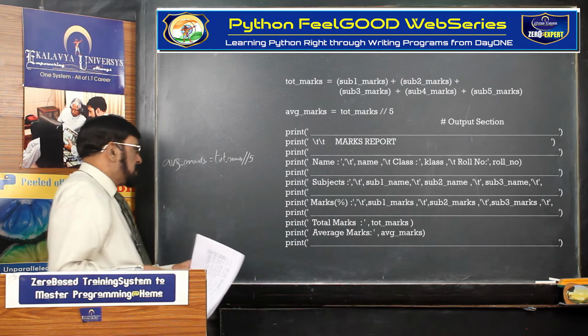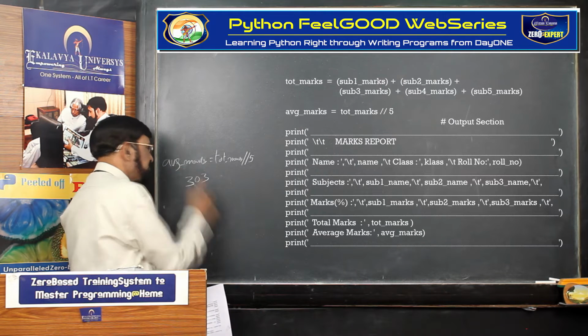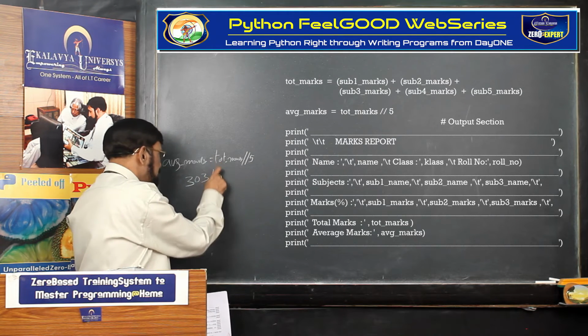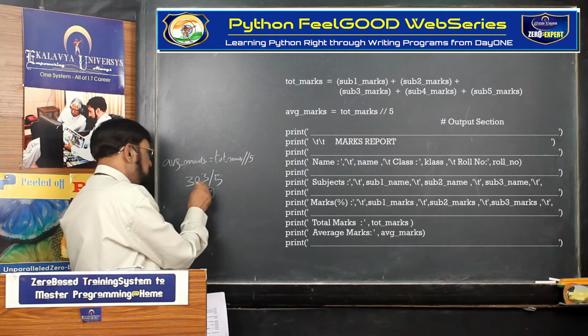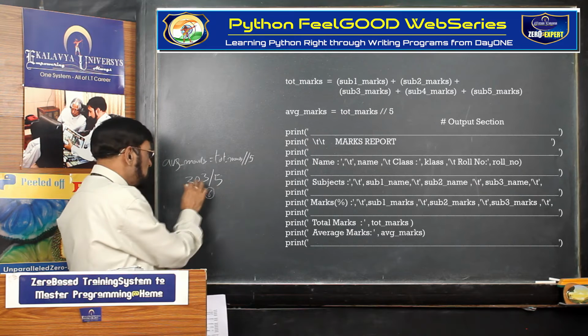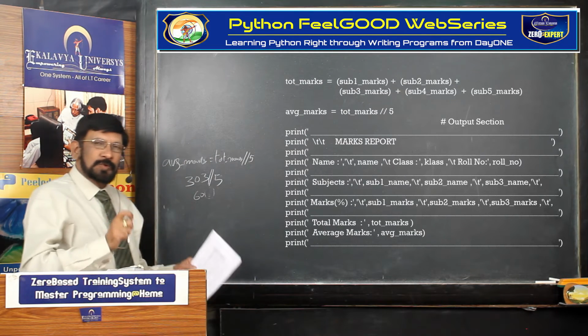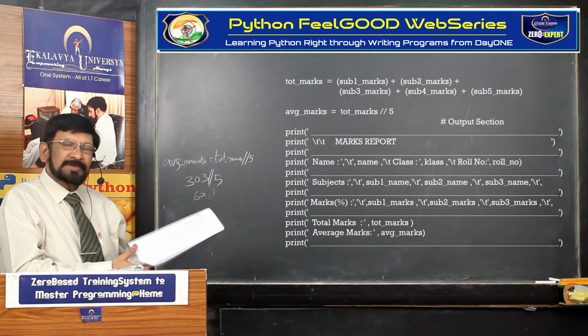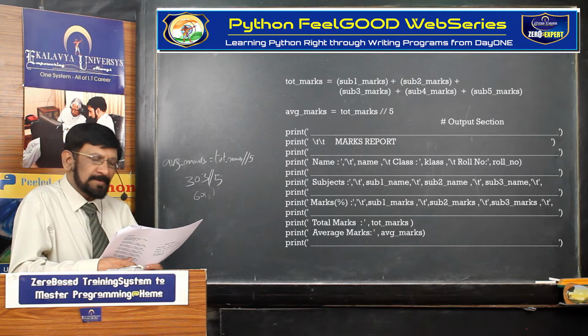Suppose your marks in 5 papers total 303. Then divided by 5, 60.6 will come. We don't want this. We are ignoring that. If you want, you can do that. So that's why I use //. If you use //, 60 will come. Otherwise, 60.6 will come. That point you have to understand. That is the processing section.